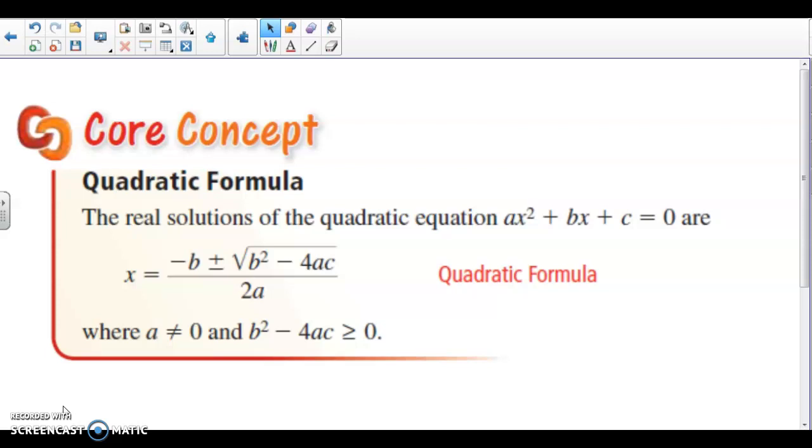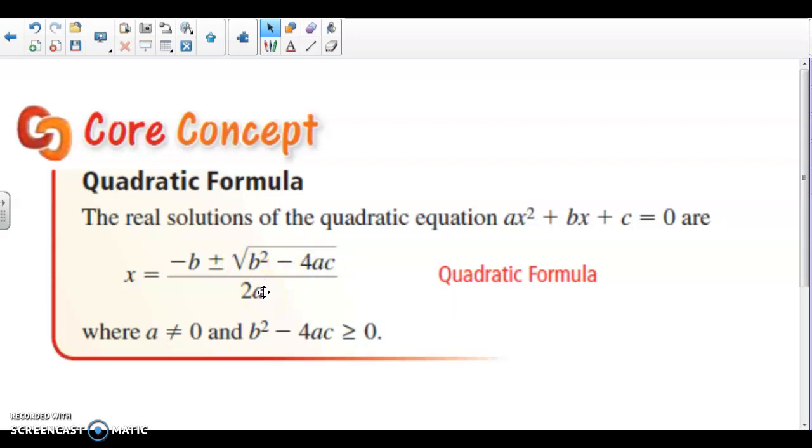The quadratic formula is great because you can use this when you don't know what else to turn to. You can really use this anytime you want. If it just says solve the quadratic equation, you can always rely on the quadratic formula. So here it is in all of its glory. It says x equals the opposite of b plus or minus the square root of b squared minus 4 times a times c, over 2a.